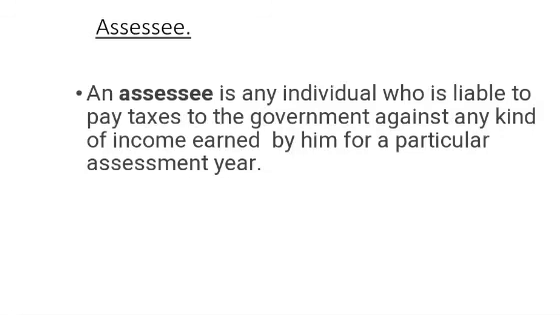An assessee is a person who is liable to pay tax or any other sum of money to the government as per the provisions of the Income Tax Act 1961.